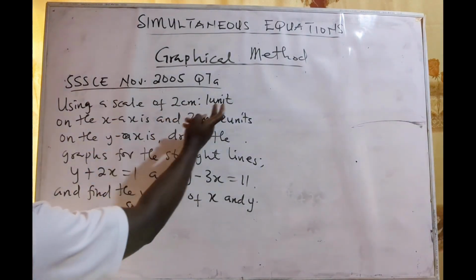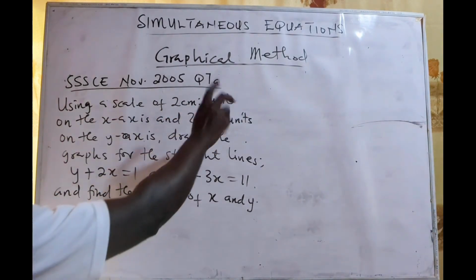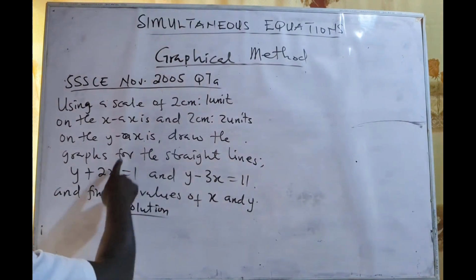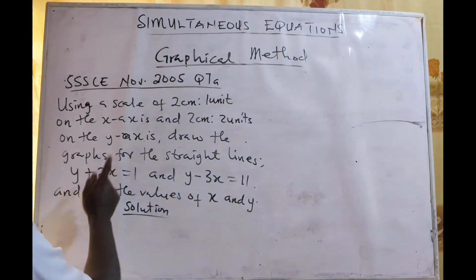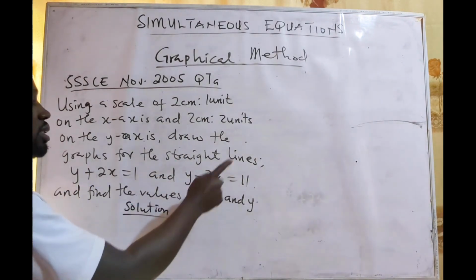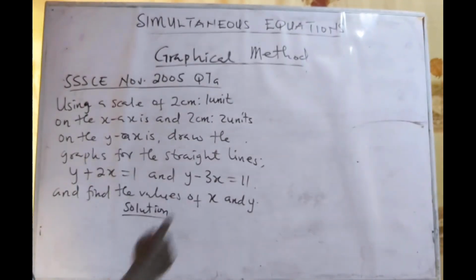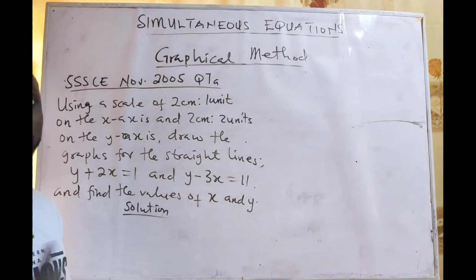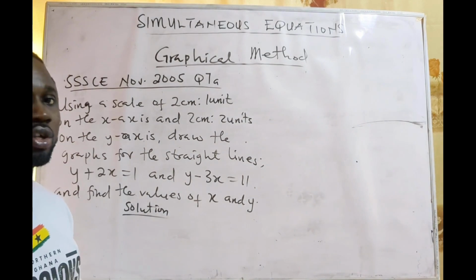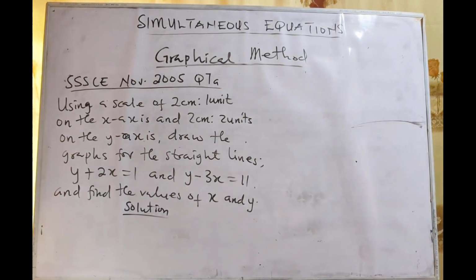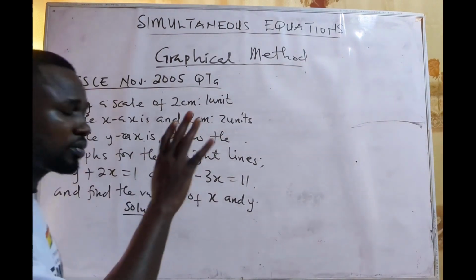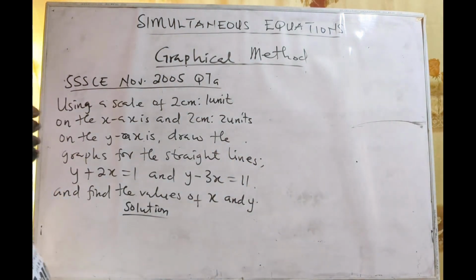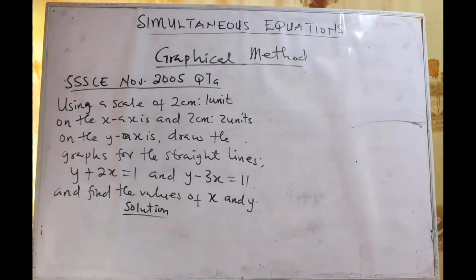So using a scale of 2 cm to 1 unit on the x axis and 2 cm to 2 units on the y axis, draw the graph for the straight lines y plus 2x is equal to 1 and x minus 3y is equal to 11. So these two can be solved simultaneously by drawing the graph and the point of intersection, okay, where the two lines meet. You trace the x and the y axis to get your two values for x and for y. All right. But before we can draw our graph, okay, on the Cartesian plane, that's the y and the x axis, we need the coordinates or the points.